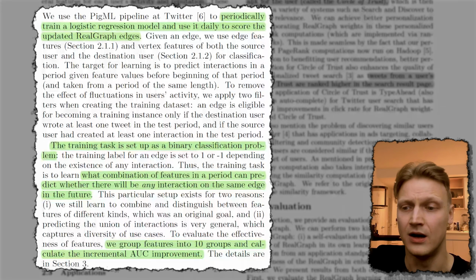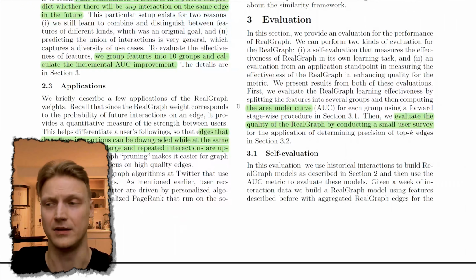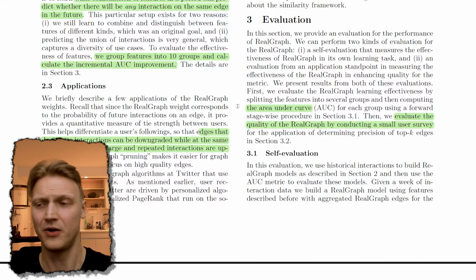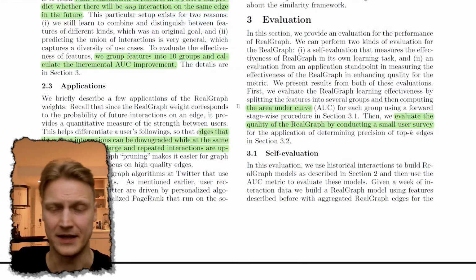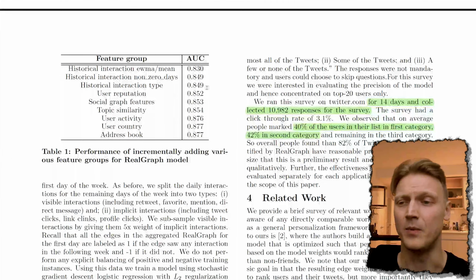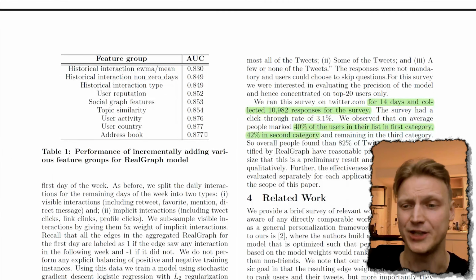They were also able to evaluate the results by splitting features into multiple groups and computing the area under curve, representing some sort of algorithm effectiveness. And they ended up with this picture with an address book being the most effective predictor of user engagement.